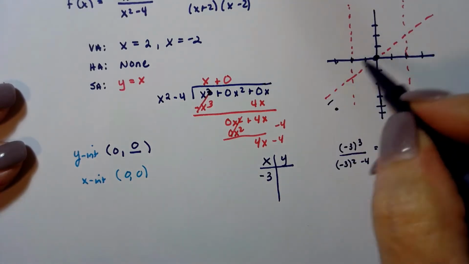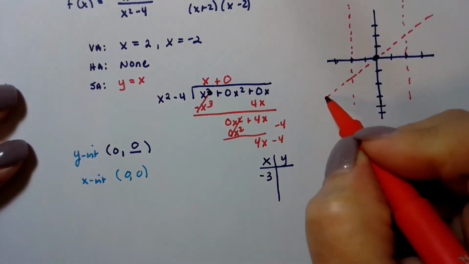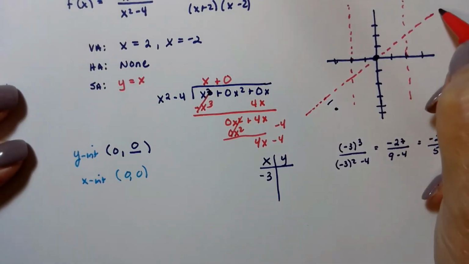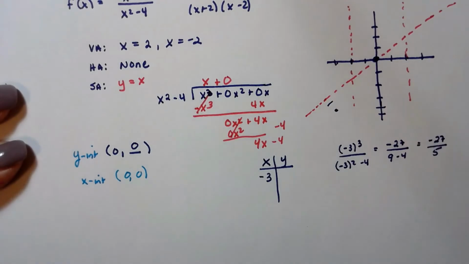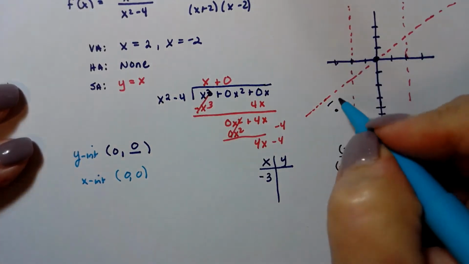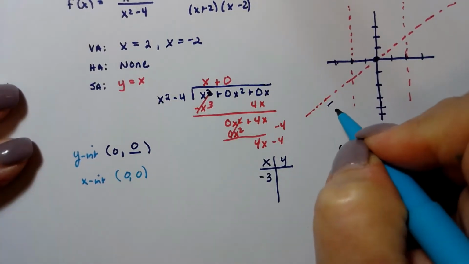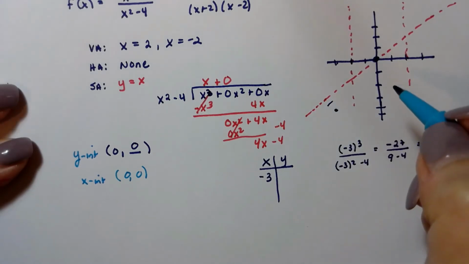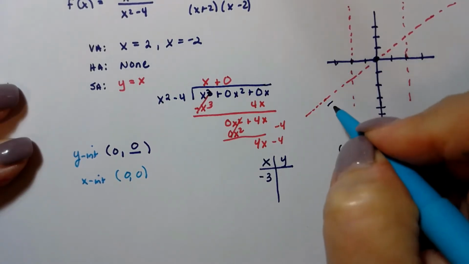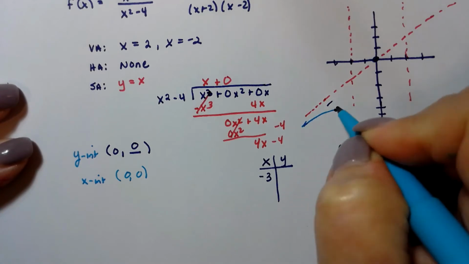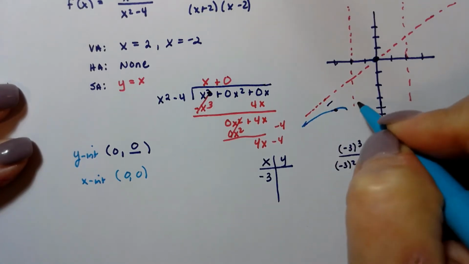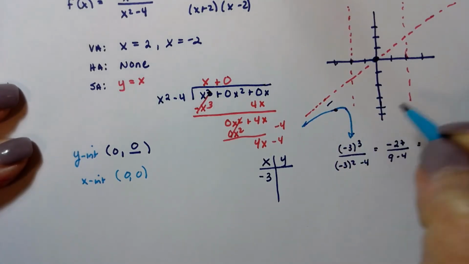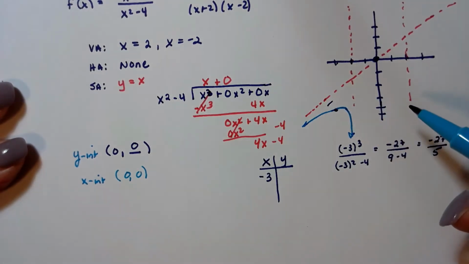All right, and what I know also, this is going to be a little bit off because my spacing's not perfect here. But what I know is that if this is the point negative 3, negative 27 fifths, my graph's going to get really, really close to these asymptotes like this. Okay, I only need one point.